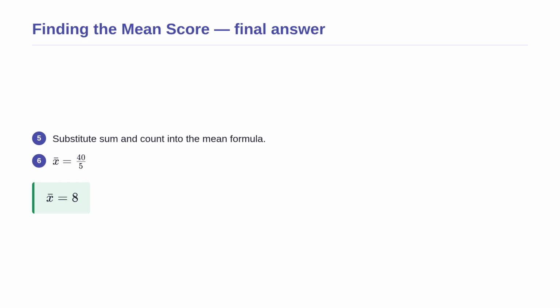Continuing with our calculation, we now substitute our total sum of 40 and our count of 5 into the mean formula. We are essentially asking how to split 40 points equally into 5 identical buckets. Dividing 40 by 5 gives us exactly 8. This means that if the student had performed exactly the same on every single quiz, they would have scored an 8 each time. We can confidently say this student is performing at an 8 out of 10 level on average.